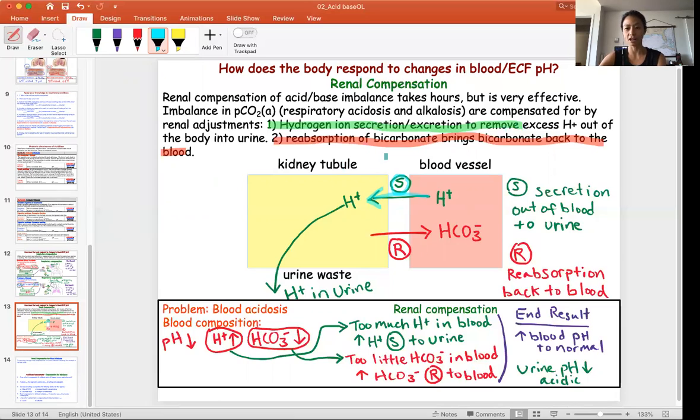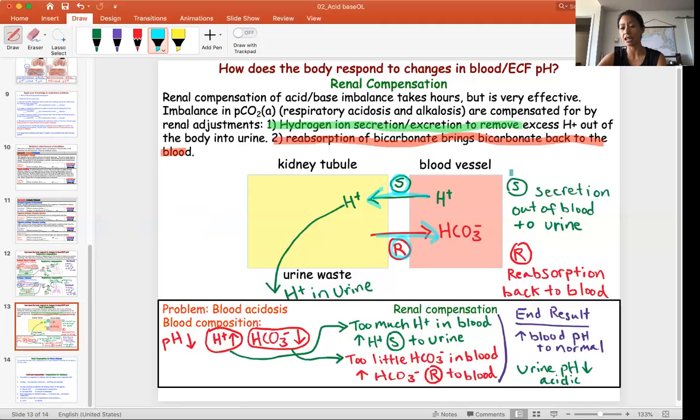So that's hydrogen ion secretion. Reabsorption of bicarbonate is that you're regenerating or reabsorbing the bicarbonate, taking it from the kidney tubule before it becomes urine, right? This is all in the kidney tubule. Reabsorbing it back to the blood, okay? So reabsorption is always bringing it back to the blood. So you cannot change the direction at which hydrogen and bicarbonate moves. So hydrogen only moves out of the blood and bicarbonate only moves back to the blood.